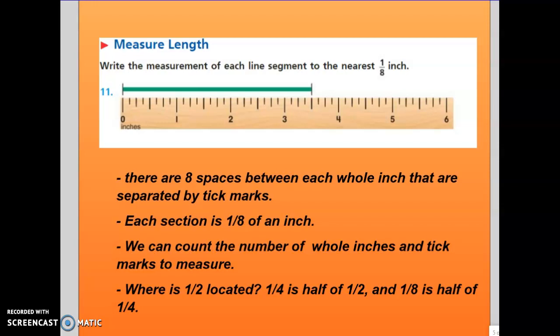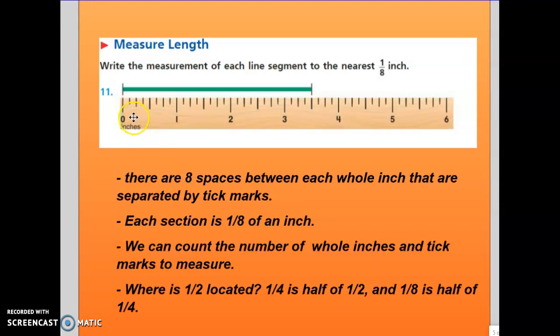Now, the next thing that you're going to be learning in this section is making sure that you can read that ruler and know how to read all those tick marks in a ruler. So this is right out of your student activity book, and there is a ruler. Right now they're only showing you from 1 to 6 inches because a 12-inch ruler doesn't fit on your student activity book page. So make sure you understand that from 0 to 1, there are 8 spaces between each whole inch that are separated by tick marks.